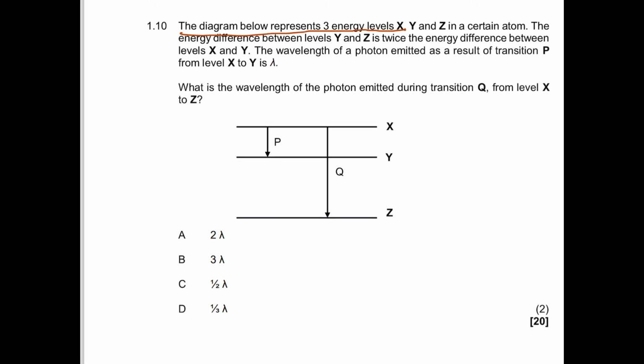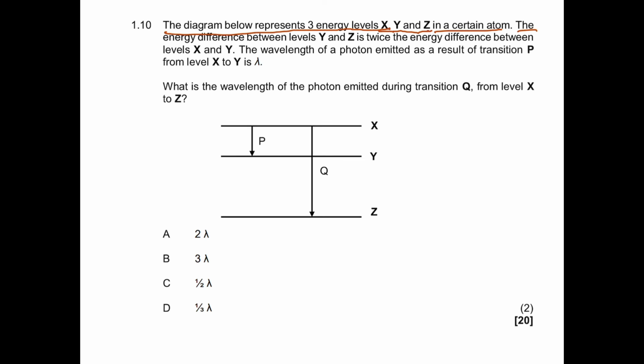the diagram below represents three energy levels X, Y, and Z in a certain atom. It says the energy difference between Y and Z is twice the energy difference between X and Y. So the energy difference between Y and Z here is 3E. Guys, when you see a diagram like this, you must know it's emission line spectra. What is the emission line spectra?